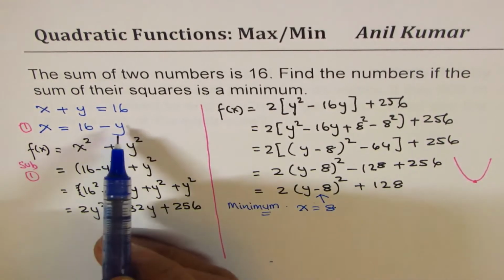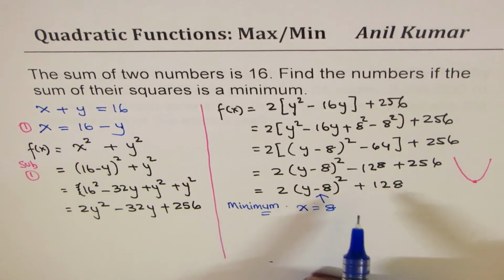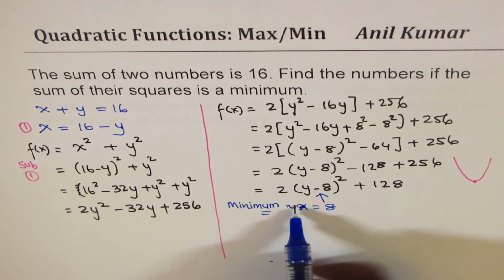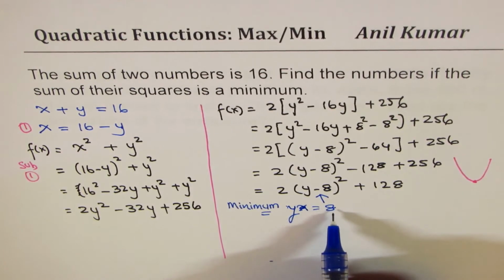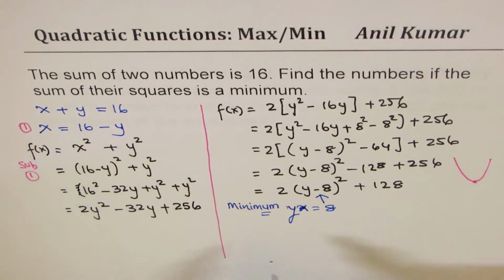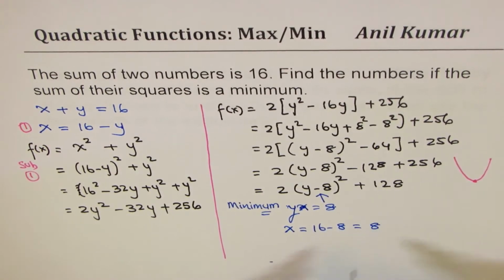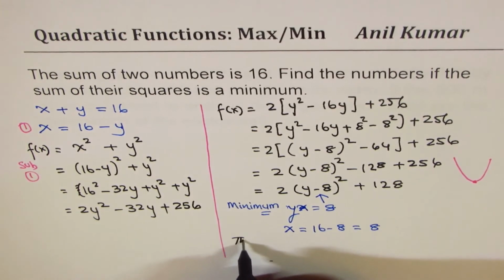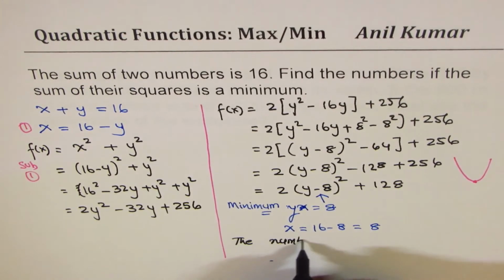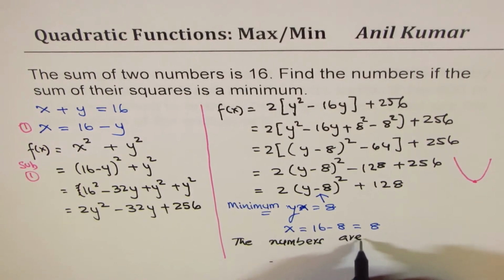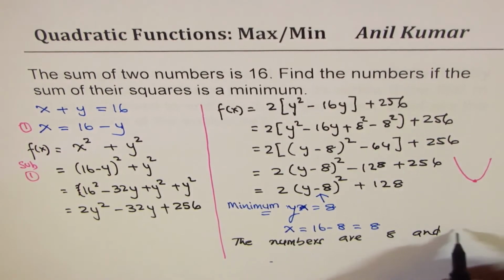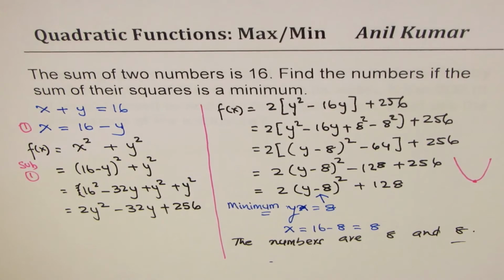Now if x is 8, what is y? Sorry, we have y here. So at y equals 8, we get the minimum. So if y is 8, what is x? We can write x equals 16 minus 8, which is also 8. So the answer is that the numbers are 8 and 8, so both happen to be the same number. I hope that helps you understand how to solve word problems.